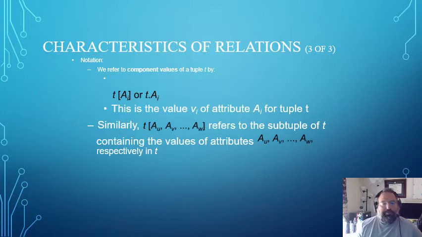Continuing that discussion, we refer to component values of a tuple t by t[Ai] or t.Ai. This is the value vi of attribute Ai for tuple t. Similarly, t[Au, Av, Aw] refers to the subtuple of t containing the values of attributes Au, Av, and Aw, respectively, in t.